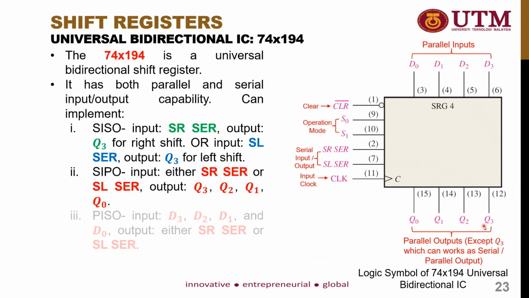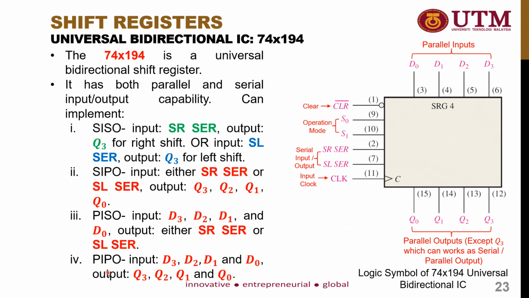If you want your shift register to operate as PISO, parallel in, serial out, you must connect your parallel input to D0, D1, D2, and D3, and you can observe your serial output at either SR/SER or SL/SER. Finally, if you want your shift register to operate as PIPO, parallel in, parallel out, you must connect your input to D0, D1, D2, and D3, and then you can observe your parallel output at Q0, Q1, Q2, and Q3. So you must know where to connect the input and output if you want your shift register to operate as SISO, SIPO, PISO, or PIPO.